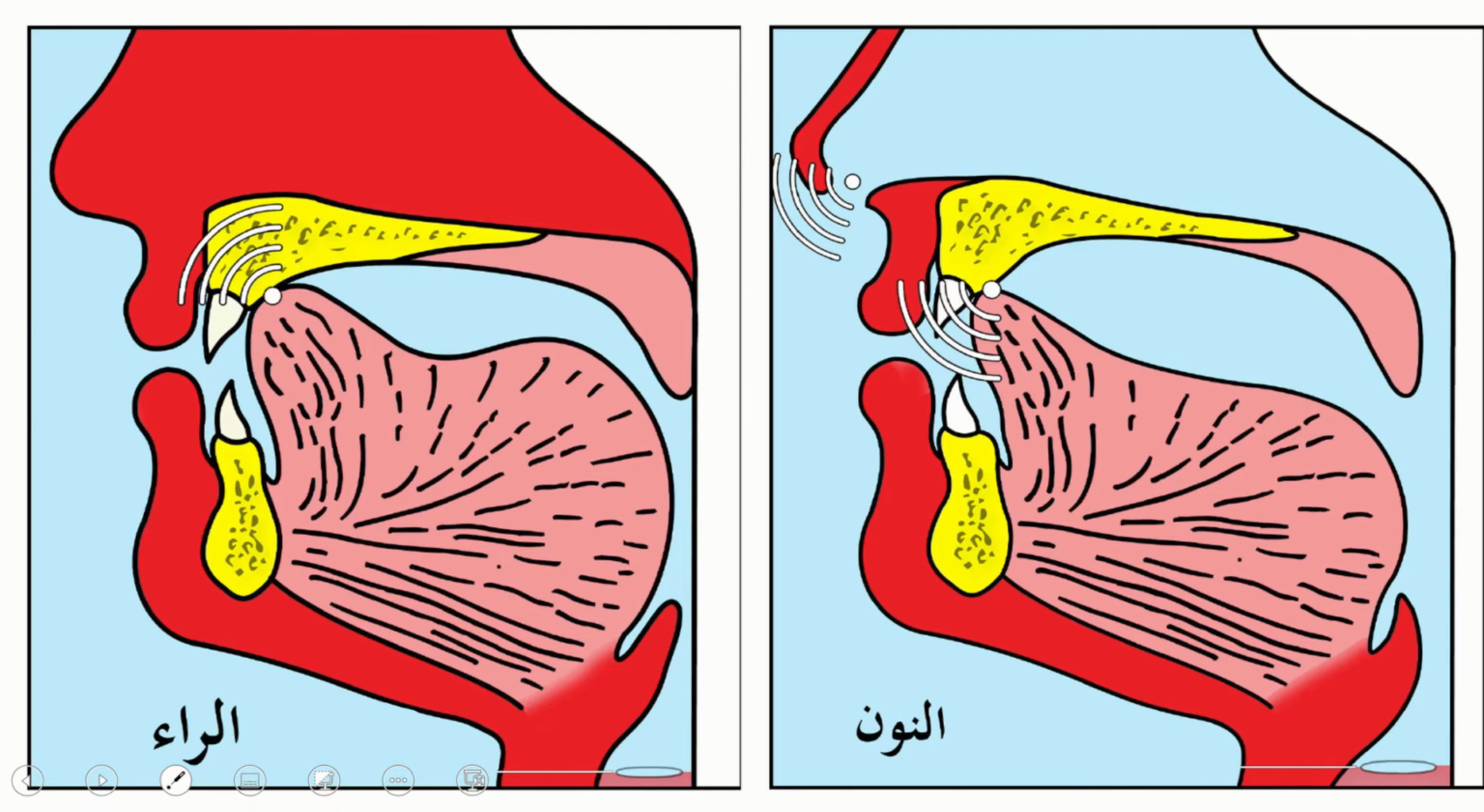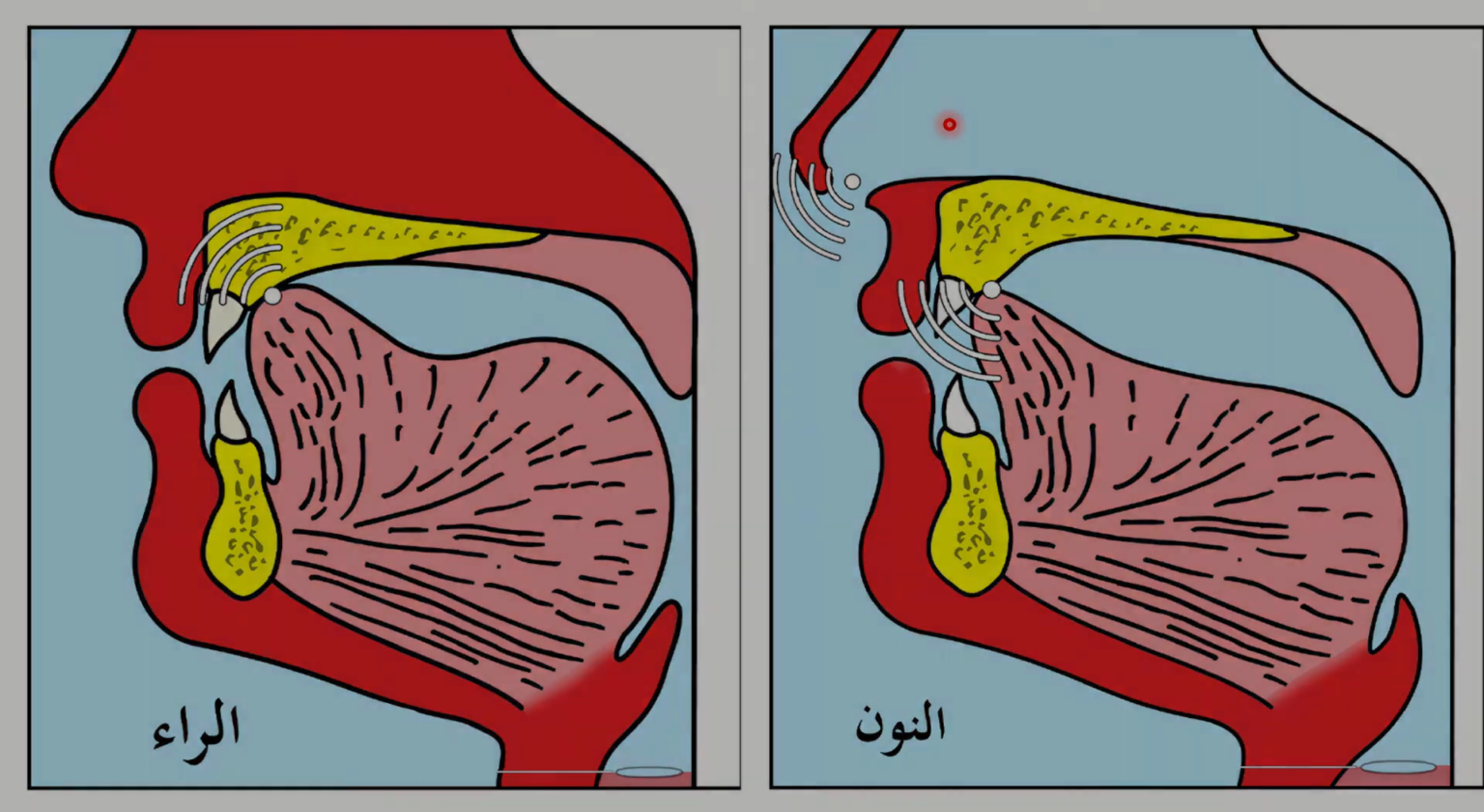But again, you can see one of the main differences is the noon has a nasal part, or a ghunnah, which completes that makhraj. Without the ghunnah, the makhraj isn't complete. The ghunnah completes the makhraj of the noon.